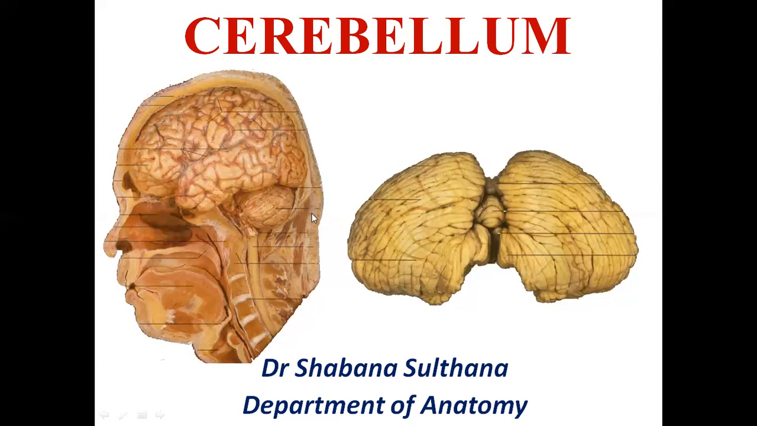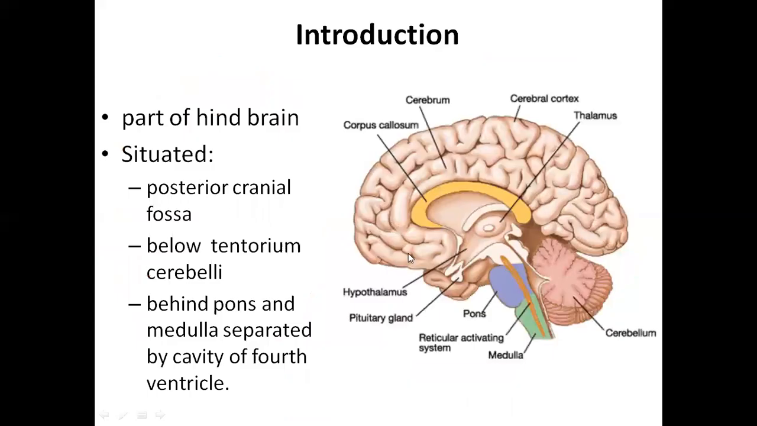Now see here, this is the mid-sagittal section of the brain, where you find midbrain, pons and medulla oblongata as the brainstem. Behind the brainstem, we have the cerebellum. Between the brainstem and cerebellum, there is an empty cavity, which is called the fourth ventricle. The cerebellum is part of the hindbrain, situated in the posterior cranial fossa.